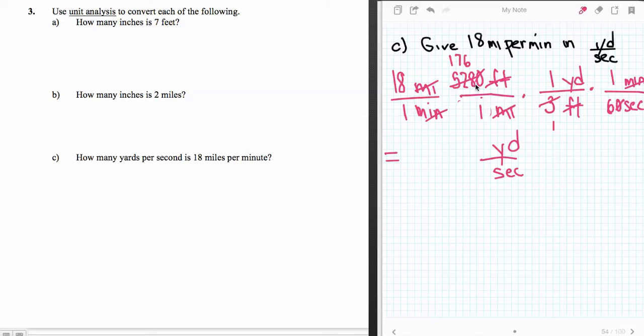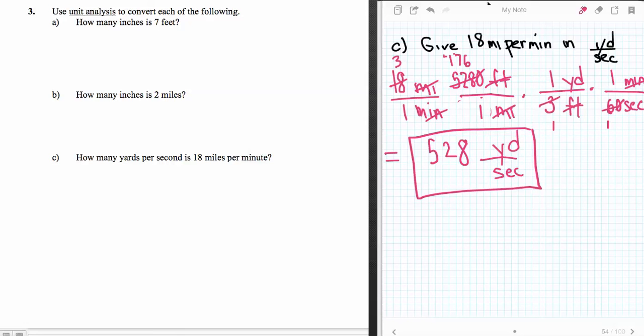And then let's see, it's even, and nope, not divisible by 3, so the 6 will go into the 18 3 times, and then I'll just have 3 times 176. So 6 times 3 is 18, carry the 1, 22, carry the 2, and 528 yards per second being our final answer. And so that will do it for that one.